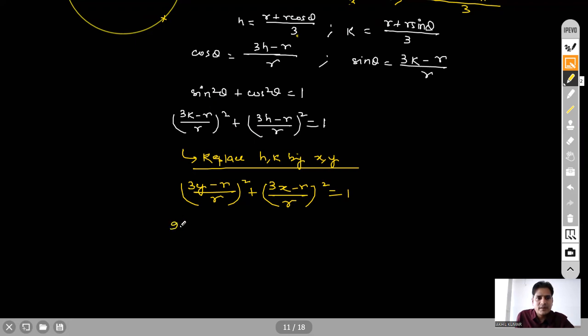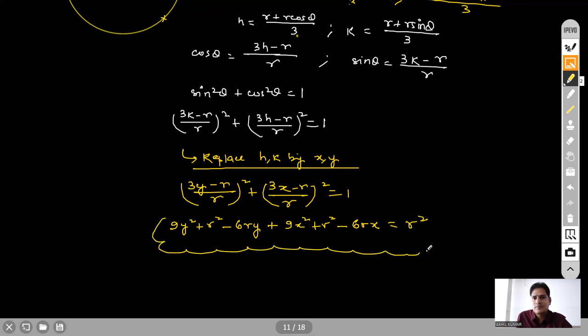Now we will open it. It will become 9y square plus r square minus 6ry plus 9x square plus r square minus 6rx is equal to r square, right? So this basically represents a circle.